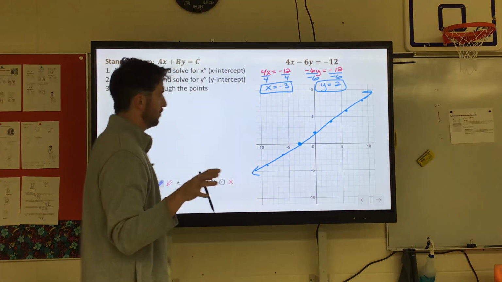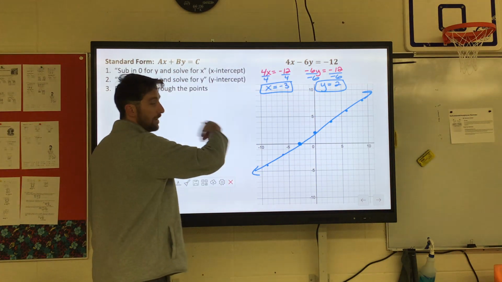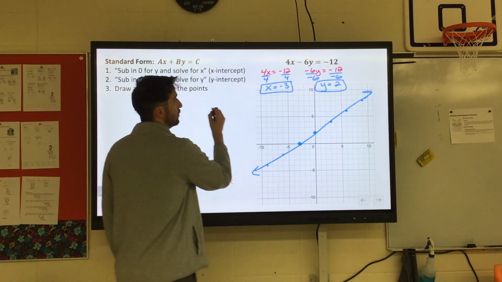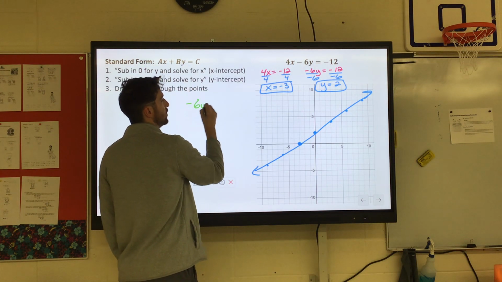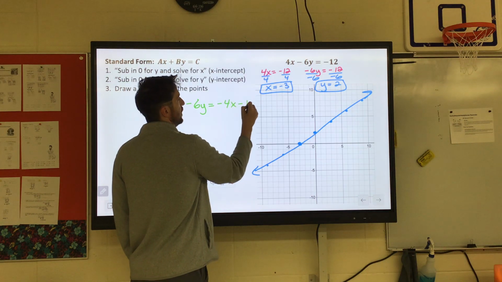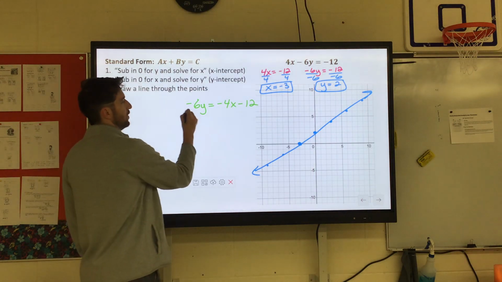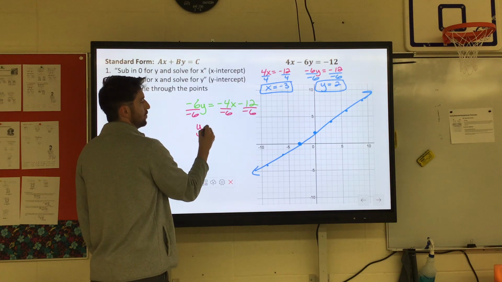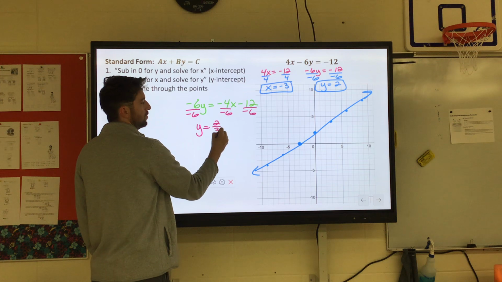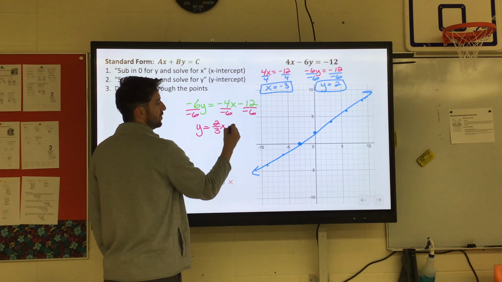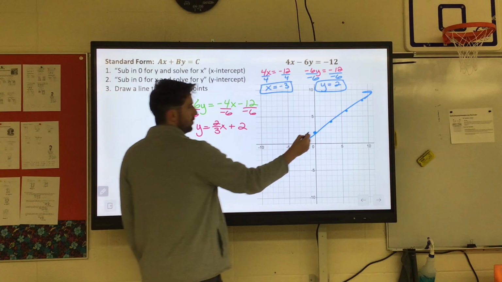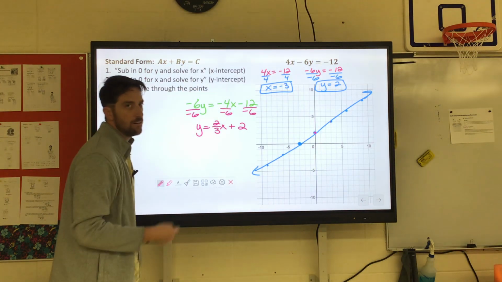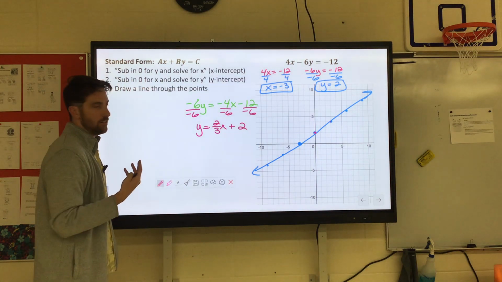I think slope-intercept form is easier. You could turn that into slope-intercept form by getting y by itself. So you can subtract 4x to the other side. We'd have negative 6y equals negative 4x minus 12. And then you just divide everything by negative 6. That would give you y equals, this fraction would simplify to 2/3, and then negative 12 divided by negative 6 is positive 2. So then you'd start at 2, and our slope's 2/3, you'd go up 2 over 3. It gives you the same line. It's just a matter of which work you want to do there.